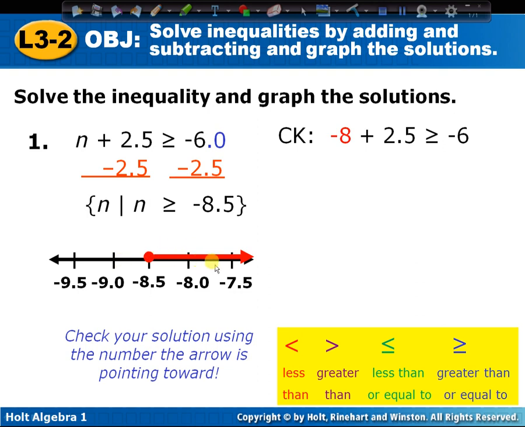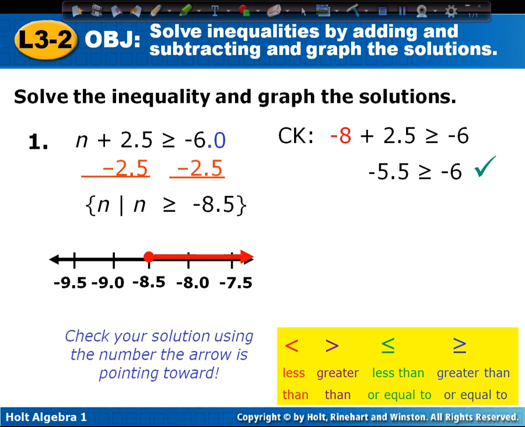So I'm going to pick one of the numbers in the shaded region. We're going to pick negative 8 here. And I always go back to my original equation in order to check, and instead of n, I put in negative 8. Negative 8 plus 2.5 is negative 5.5, which is greater than or equal to negative 6, so that checks out. And as long as it becomes a true statement, then that checks.